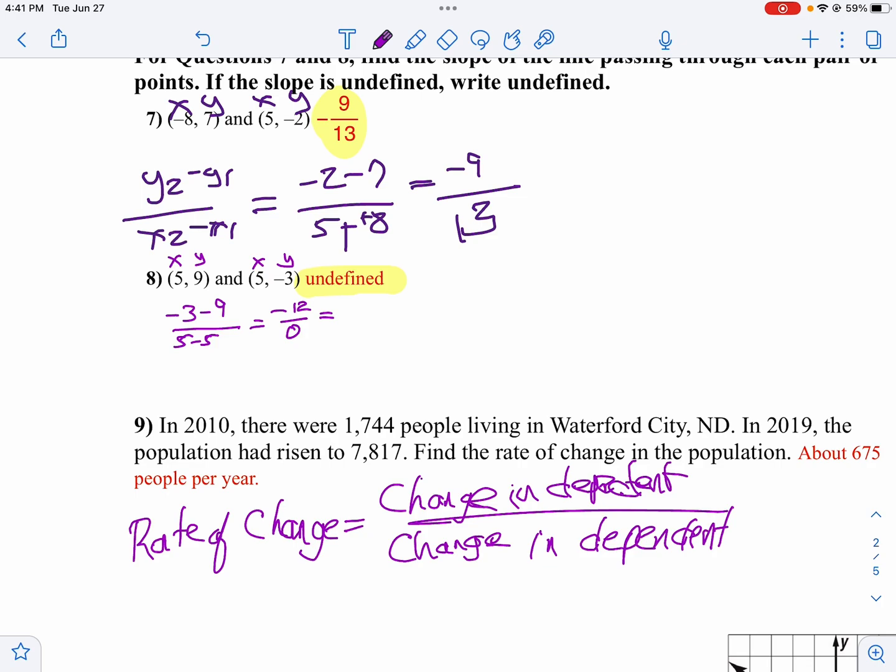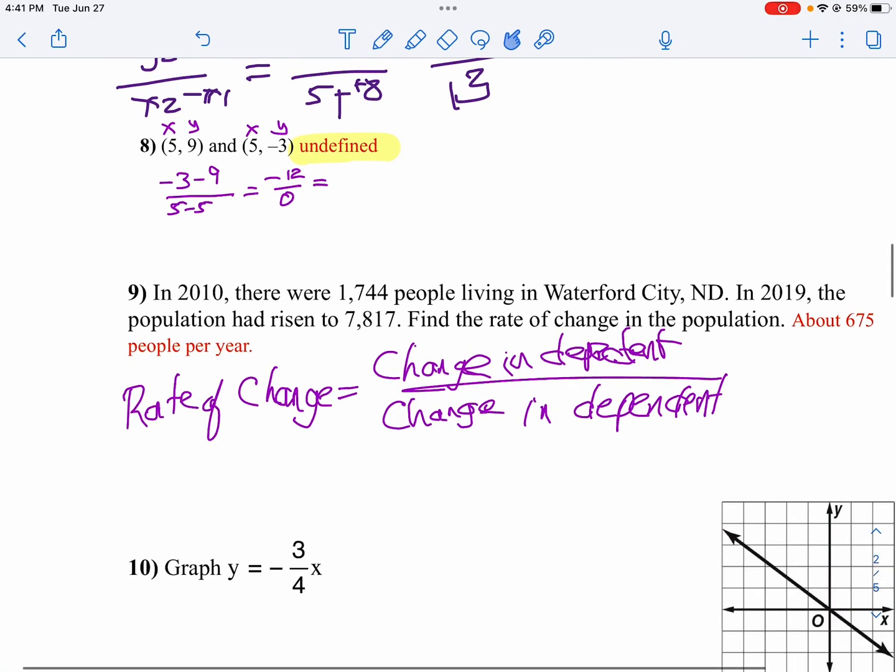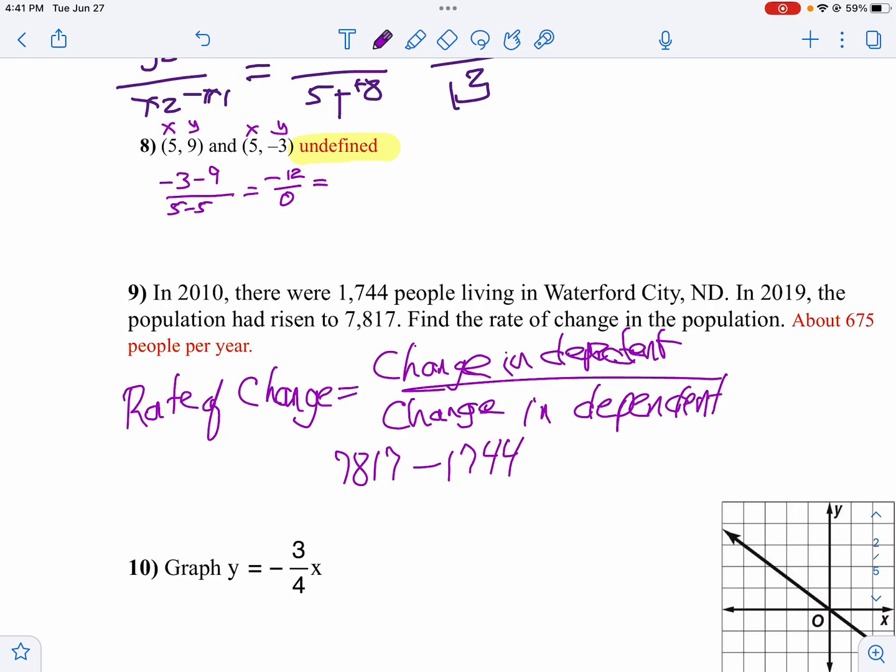So we're going to take 7,817 minus 1,744. We'll divide that by, well, in 2019, and 1,744 was in 2010. So I know my denominator is 9, because 19 minus 10 is 9.